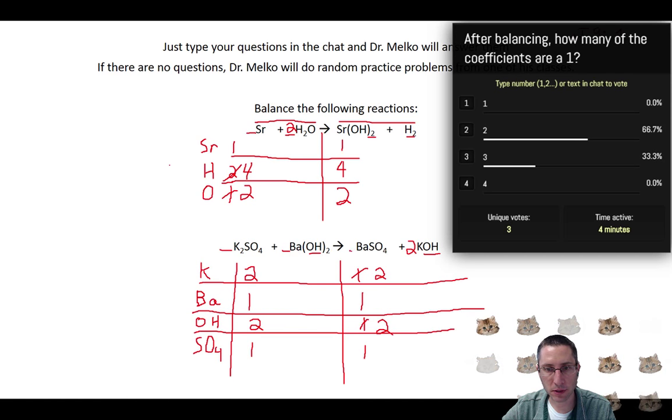There's 3 different species here that all have a coefficient of 1. You can vote more than once if you want to change your answer at this point. So there should be 3 species here that are all 1s. We don't write the 1s, they're sort of implied, but potassium sulfate, barium hydroxide, and barium sulfate all have those 1 coefficients out in front.